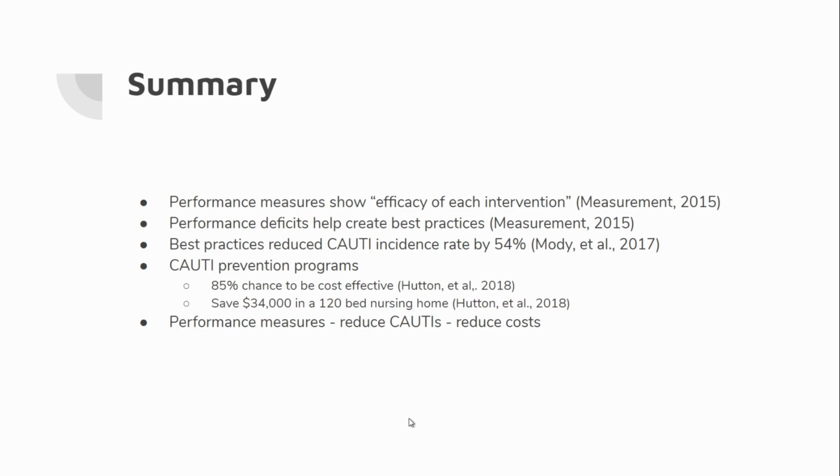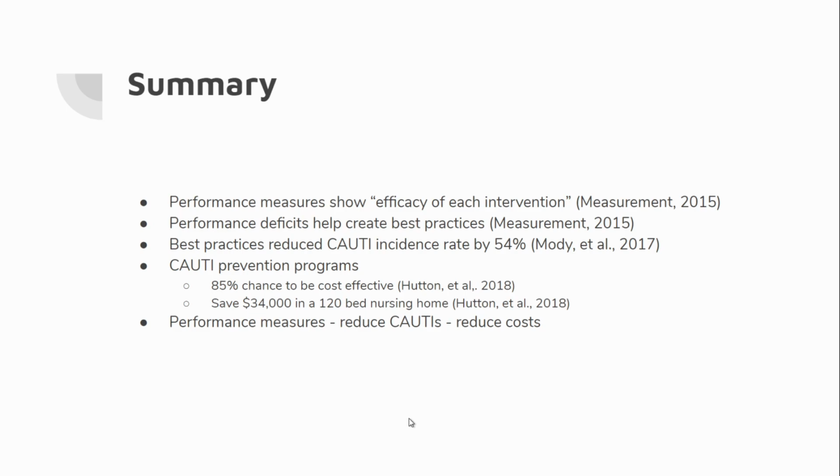You know where to make those changes based off performance deficit, which is where the data shows that a specific intervention is not working or aiding in the reduction of CAUTIs. It is important to follow the best practices because a recent study showed that CAUTIs could be reduced by up to 54% by following the best practices.